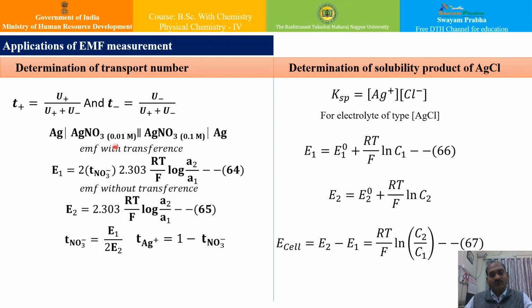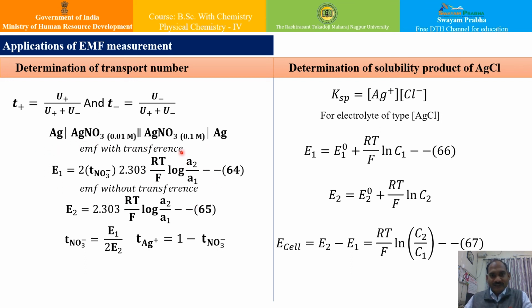Now my job is to find out these particular numbers using the EMF. Now how can I write this down? Suppose, for example, I take a concentration cell of this particular fashion: a silver electrode dipped in a solution of silver nitrate of two different concentrations. The EMF of this cell with transport number can be given by this particular expression.